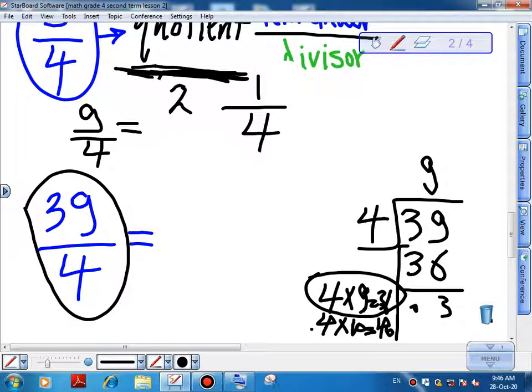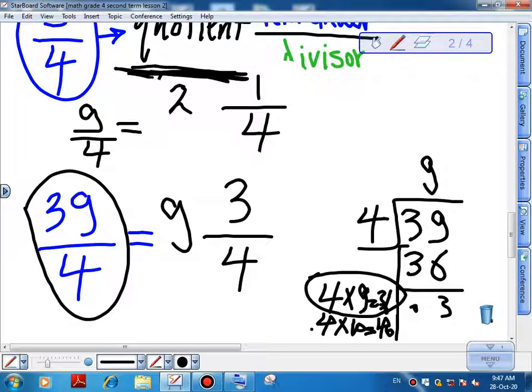The quotient here is 9, we put it in the whole part. The divisor here is 4, we put 4 in the denominator, and the remainder is 3, we put 3 in the numerator. It will be 9 and 3/4.